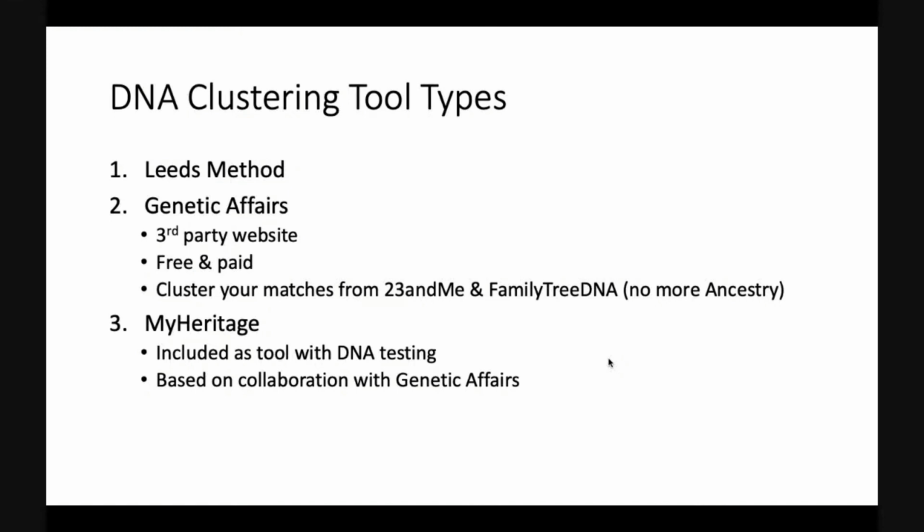And the second one is Genetic Affairs, and that is a third-party website. You can do work on it for free, but there's also a paid version of it that's $10 a month, and then you're able to have more profiles and basically work on more people's DNA results. And Genetic Affairs is limited to working with your results from 23andMe and Family Tree DNA.